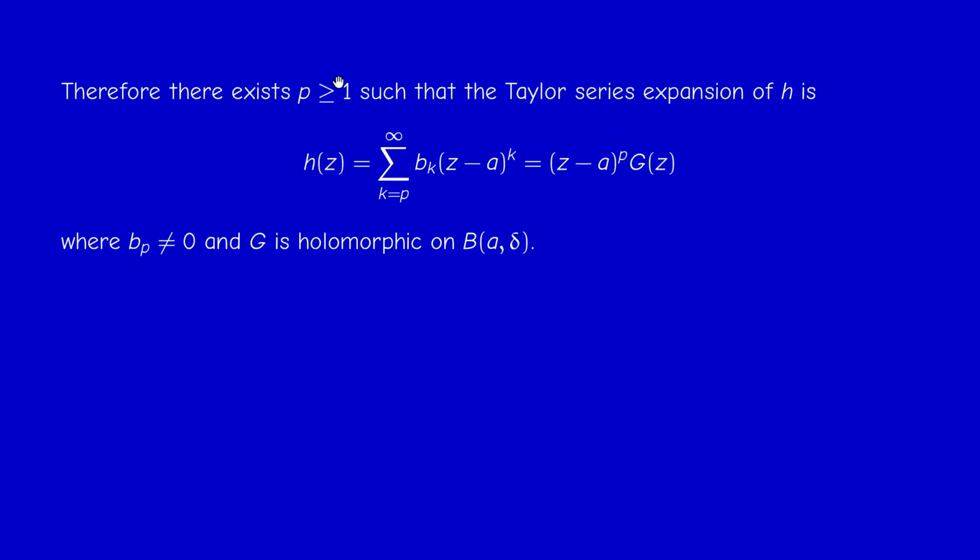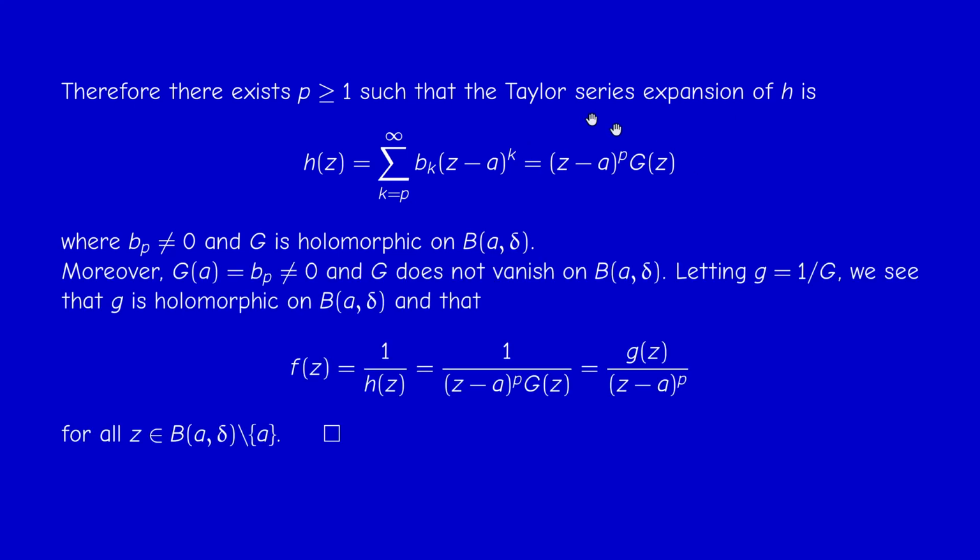So I let p be the smallest integer such that the first coefficient is not 0. So b_p is, if you like, the first non-vanishing one. So p is at least 1. We did something similar in chapter 1, actually. So p could be 1, if h prime of a is not 0. If h prime of a is 0 and h double prime of a is different from 0, then p equals 2, and so on. So I can factor out (z minus a) to the p, times a holomorphic function.